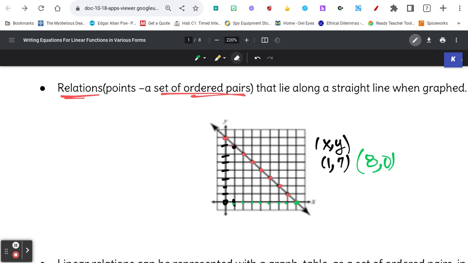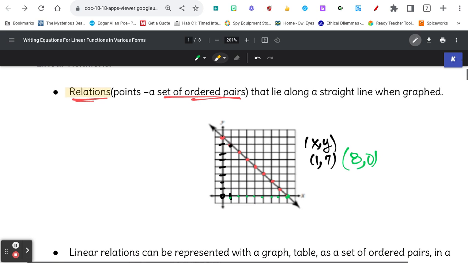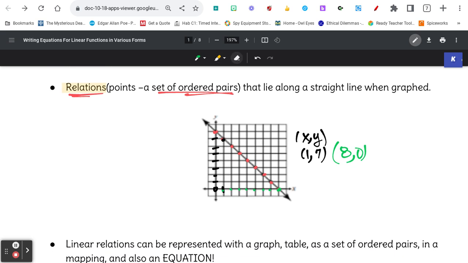But just a bunch of ordered pairs together make a relation, okay? In this particular relation, these points form a straight line. If you have a graph that forms a straight line, we say that that graph is linear. And in linear, you see L-I-N-E for line.